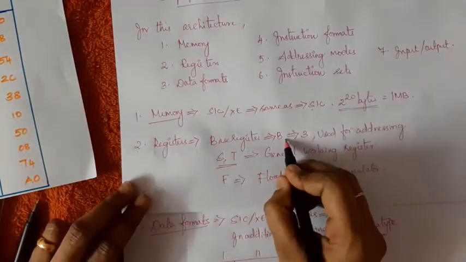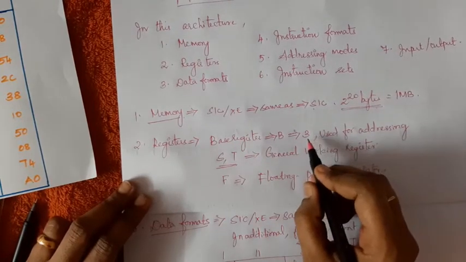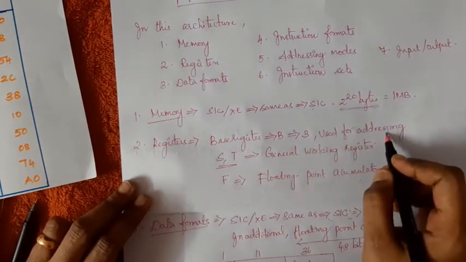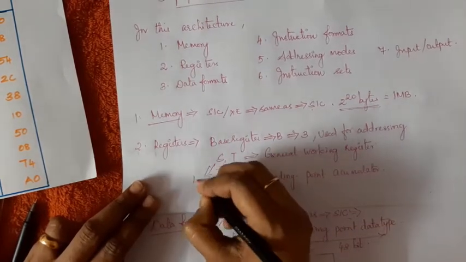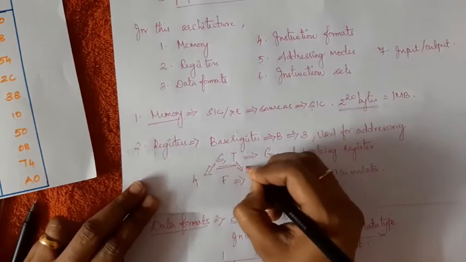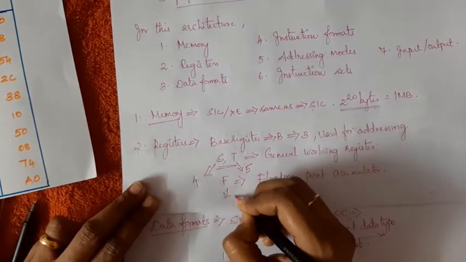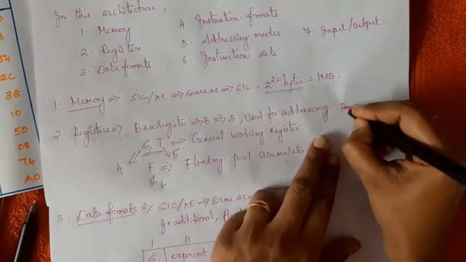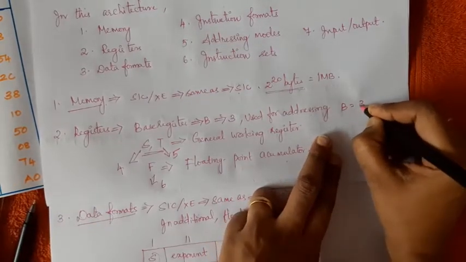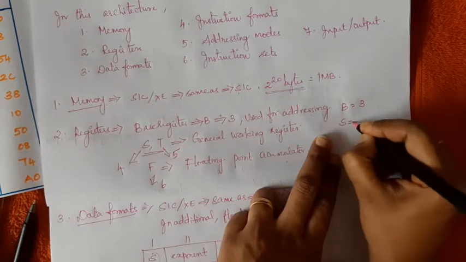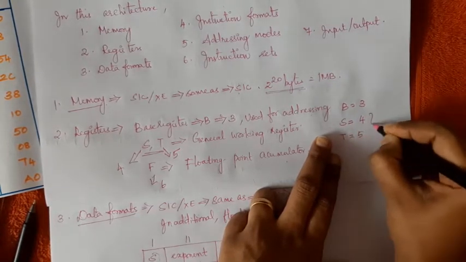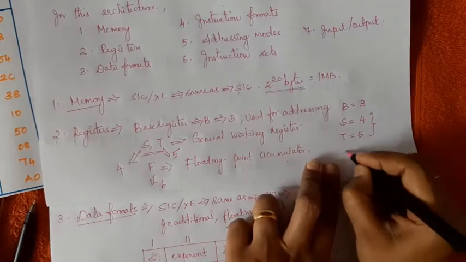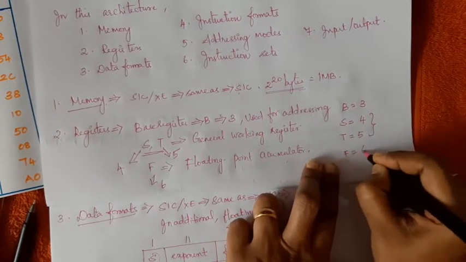One more thing, when I said this register, B register, this is indicated by a number 3 used for addressing. S is denoted by 4, T is denoted by 5, and F is denoted by 6. Okay, I'll write it here. Base register, its number is 3. S register, its number is 4, and the T register, its number is 5. These two are the general working registers, and F is the floating point accumulator, it has 6.